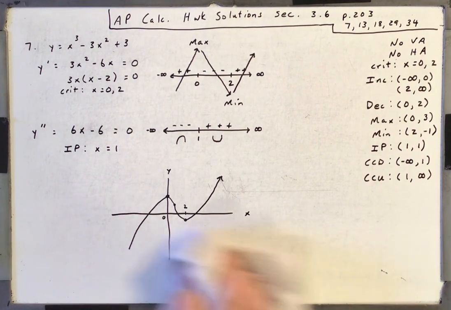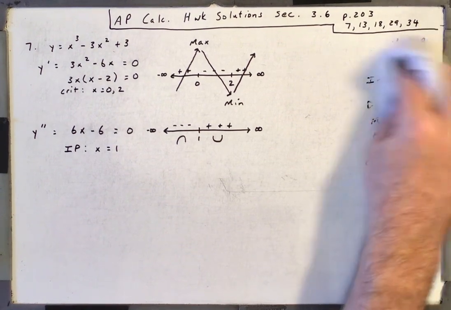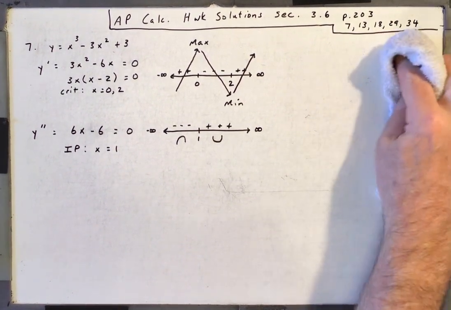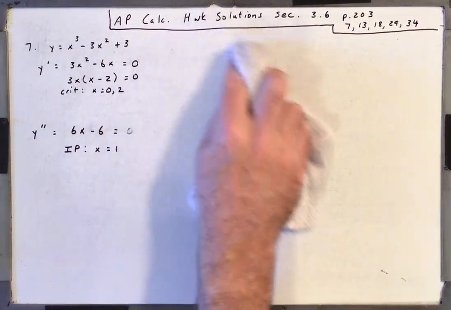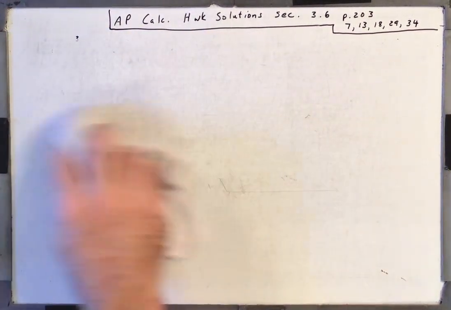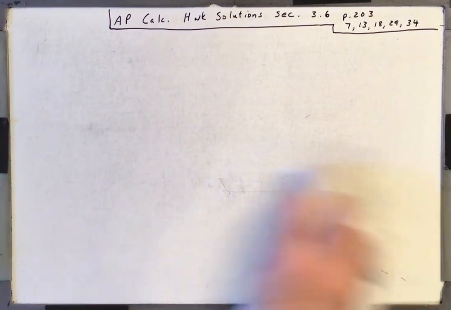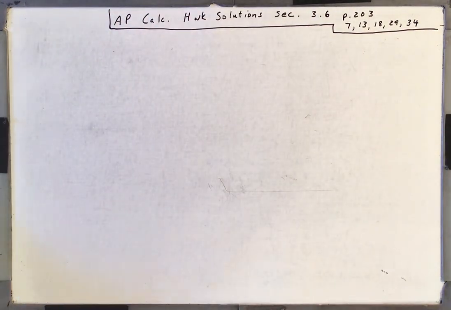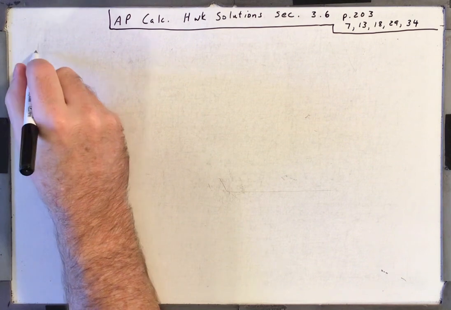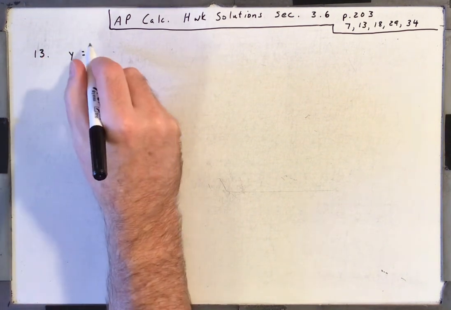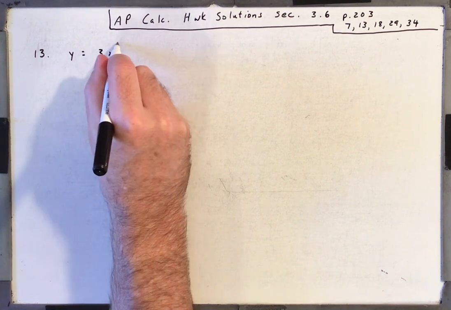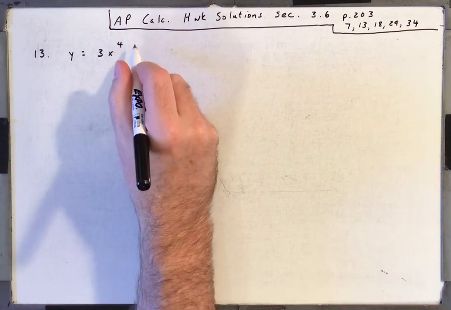Okay, let's raise the stakes here. Each one gets a little more tedious until we get to number 34, and then that one's not too bad. Okay, number 13. We have y is equal to 3x to the 4th plus 4x cubed.